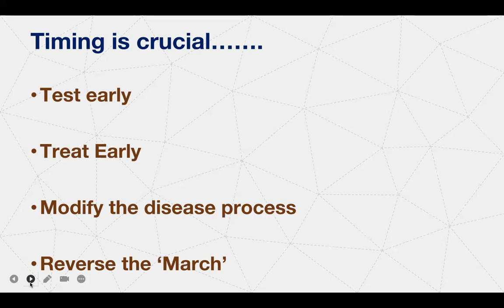Treat early. How can we treat early? When it is indicated, we should not delay initiation of allergen immunotherapy, because this can modify the disease process. And we talked about the atopic march, the allergic march. This is the only possible solution which can reverse the atopic march.